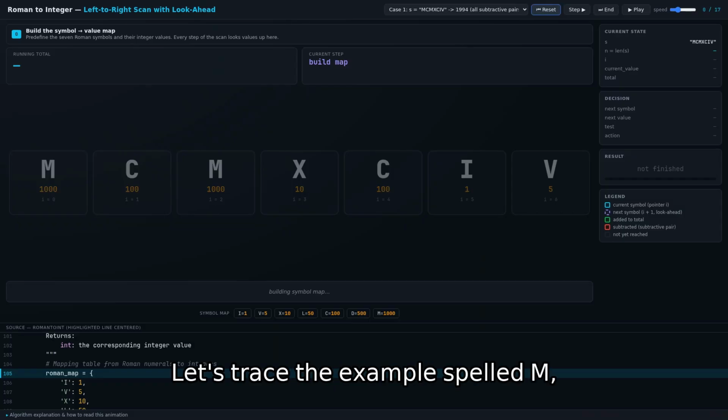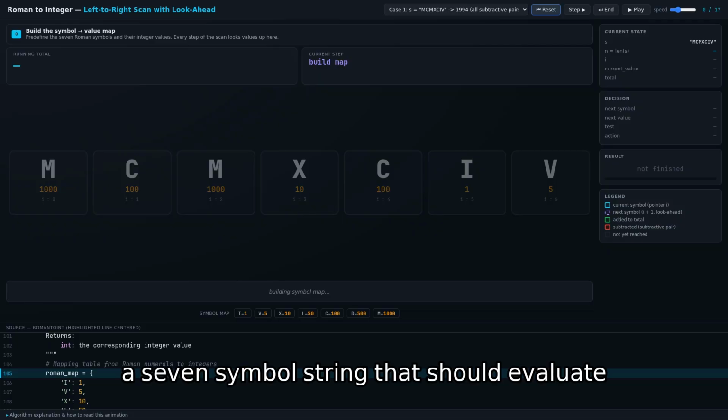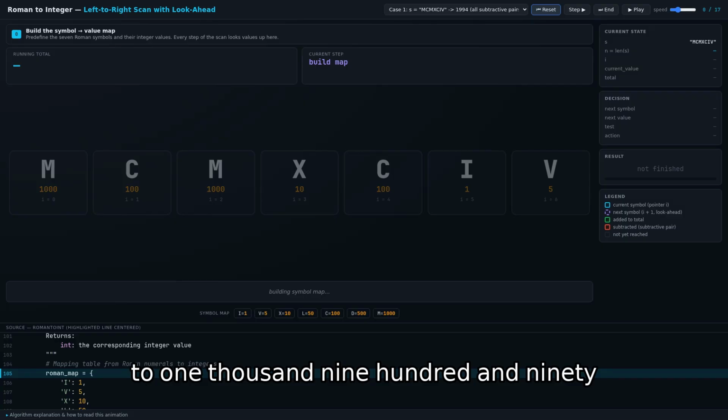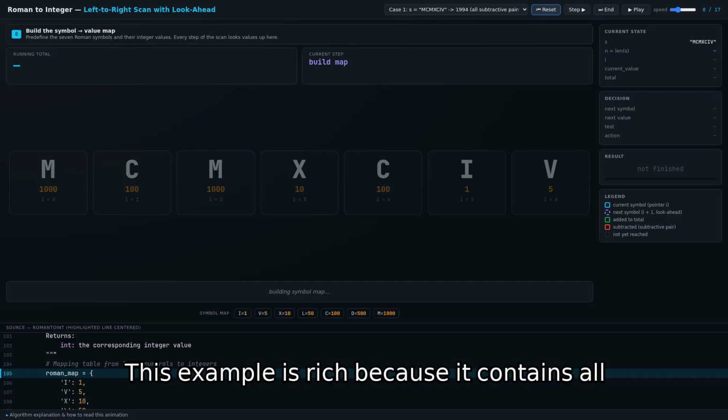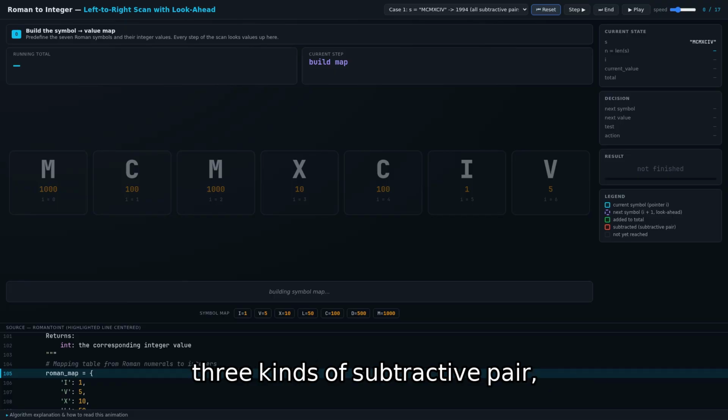Walkthrough. Let's trace the example spelled MCMXCIV, a 7-symbol string that should evaluate to 1994. This example is rich because it contains all 3 kinds of subtractive pair. CM meaning 900, XC meaning 90, and IV meaning 4.